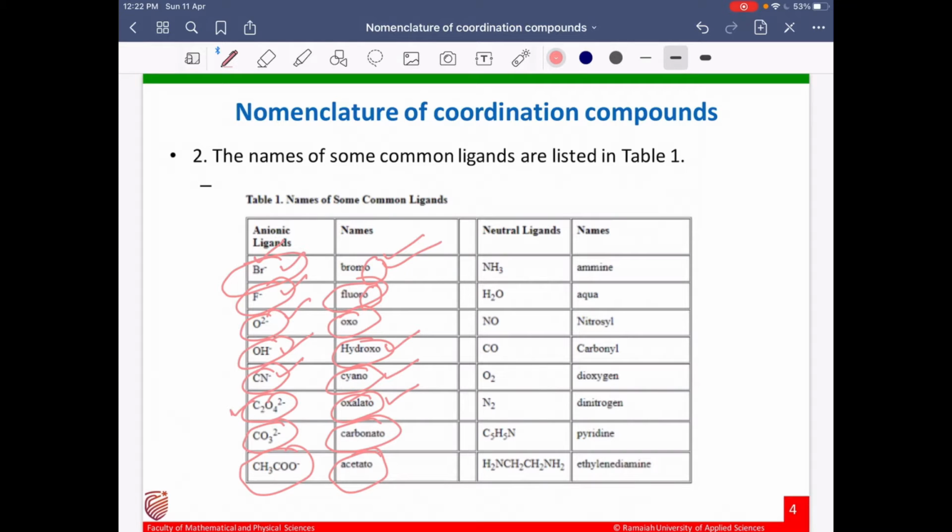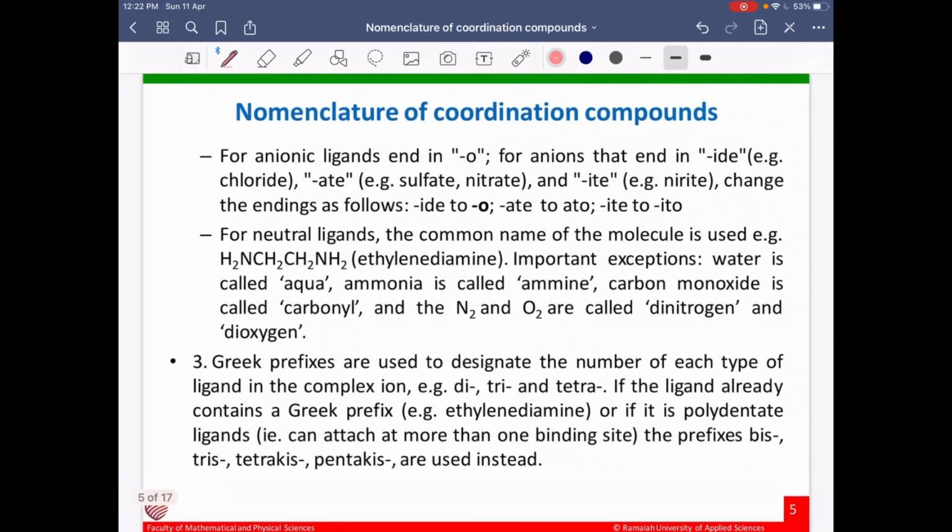Neutral ligands: ammonia will be known as ammine, water as aqua, NO as nitrosyl, CO as carbonyl, oxygen as dioxygen, N2 as dinitrogen, C5H5N as pyridine, and the famous bidentate ligand H2NCH2CH2NH2, ethylene diamine. So these are the names of some common ligands which appear in coordination compounds.